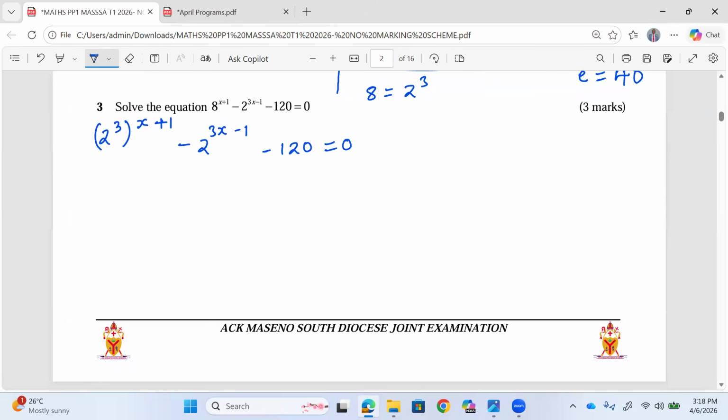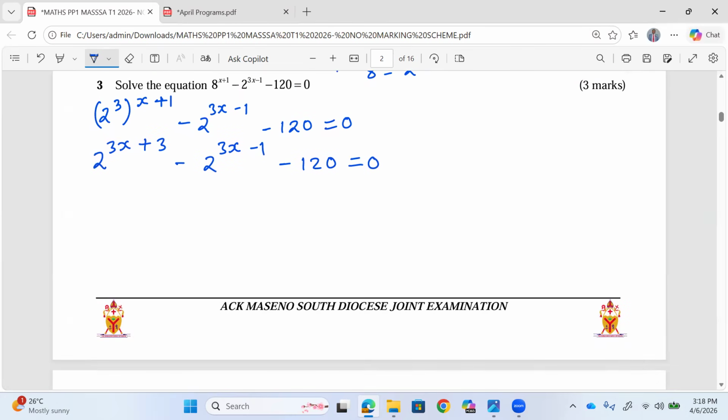According to the product law of indices, these powers can be multiplied here so that we have 2 power 3x plus 3, then minus 2 power 3x minus 1, minus 120. This is equal to 0.